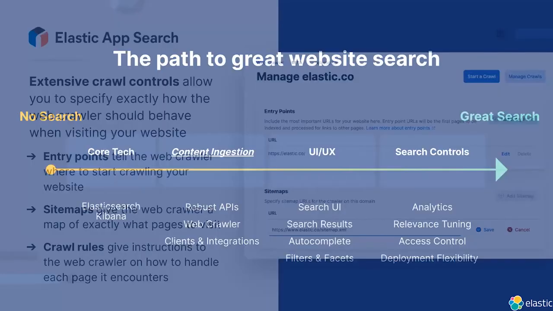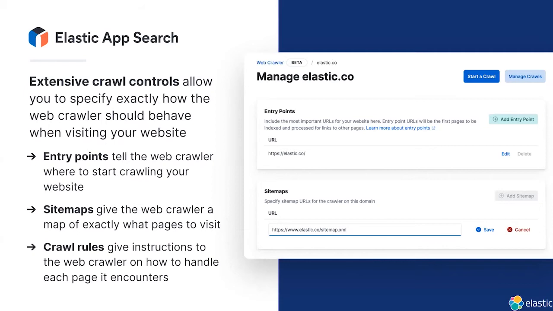Now, if you focus on the web crawler, it's a fairly new part of Elastic App Search. We provide entry points to tell the web crawler where to start the data crawls. We have got definitions for sitemaps, which you can input. We have got a variety of crawl rules to allow and disallow certain content to be crawled.